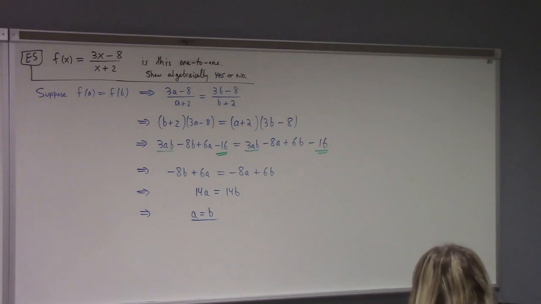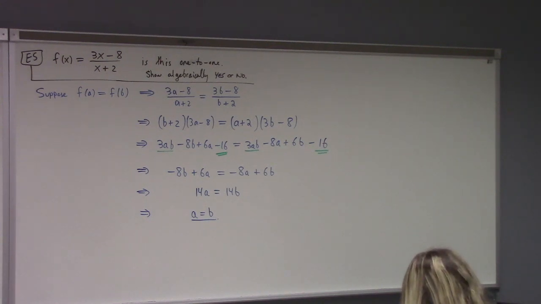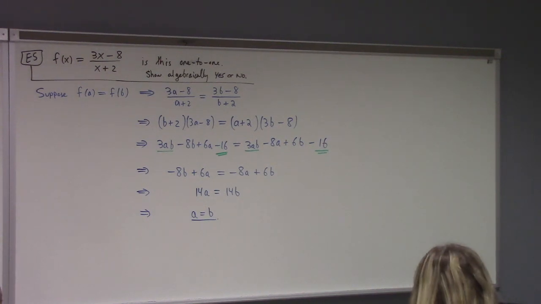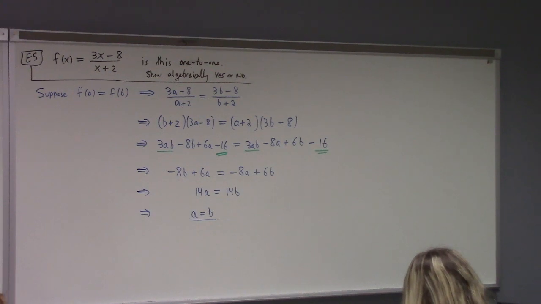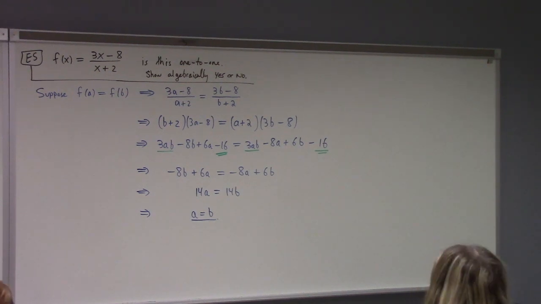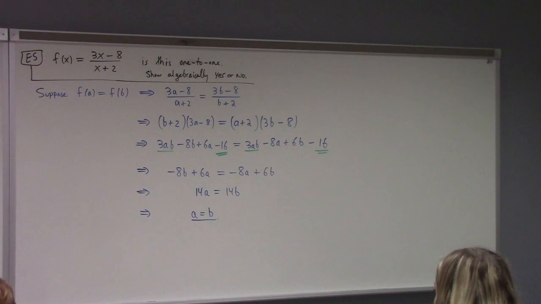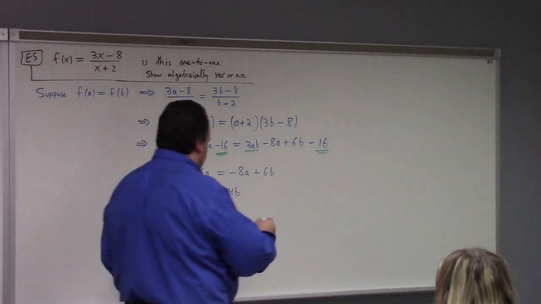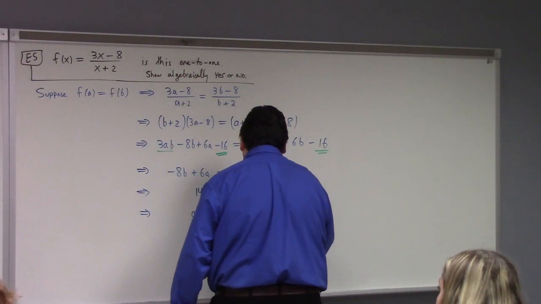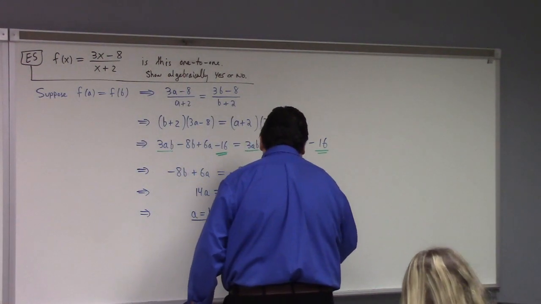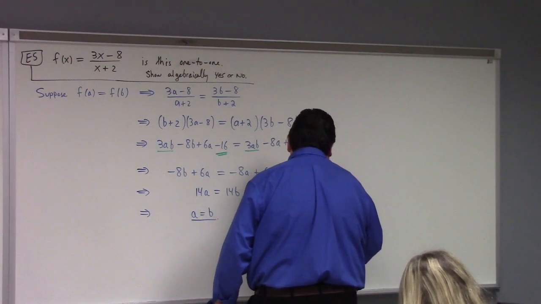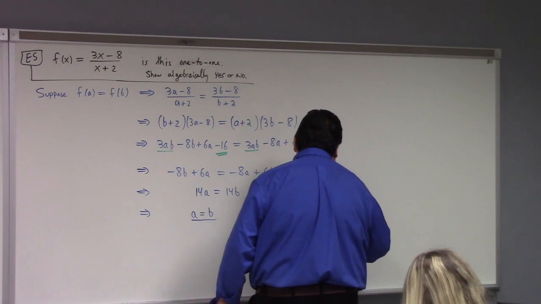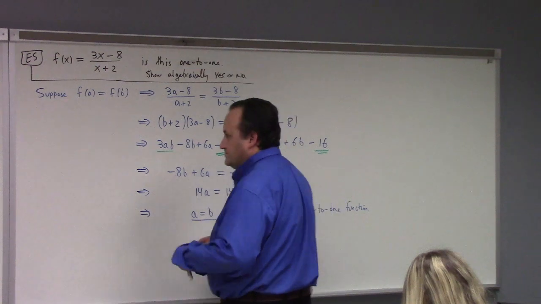So we have now shown by direct algebraic argument that if f of a is equal to f of b, then a equals b. All right? Therefore what? So thus, f is a one-to-one function. All right?